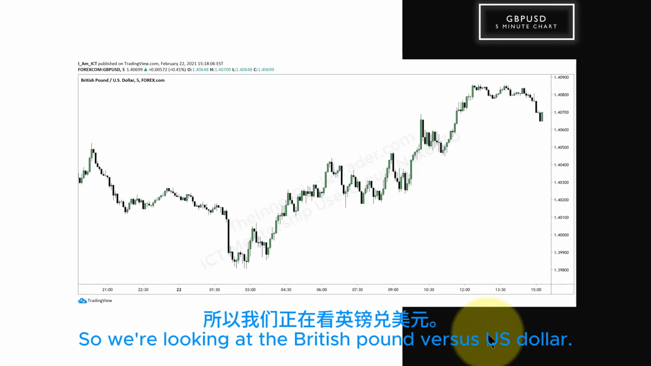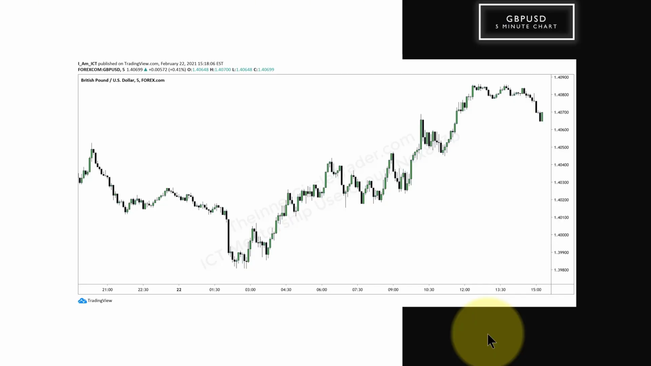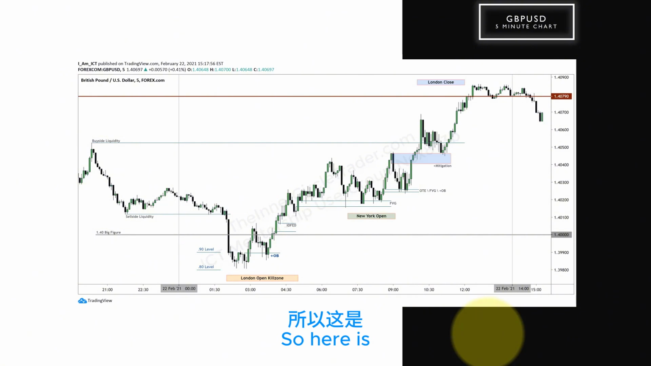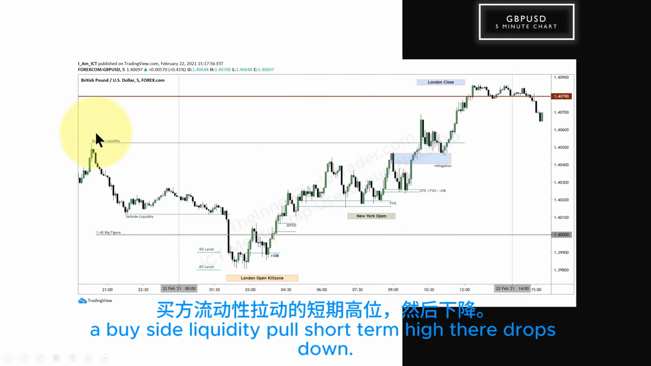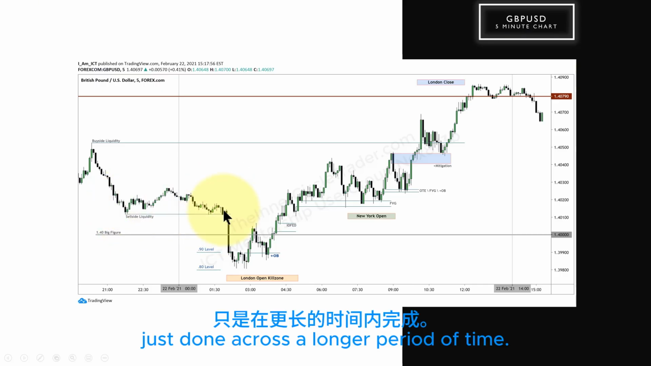All right, so we're looking at the British pound versus US dollar. This is our 5-minute chart. All right, so here is a buy side liquidity pool, a short-term high there, it drops down, and this is essentially the same thing, just done across a longer period of time.